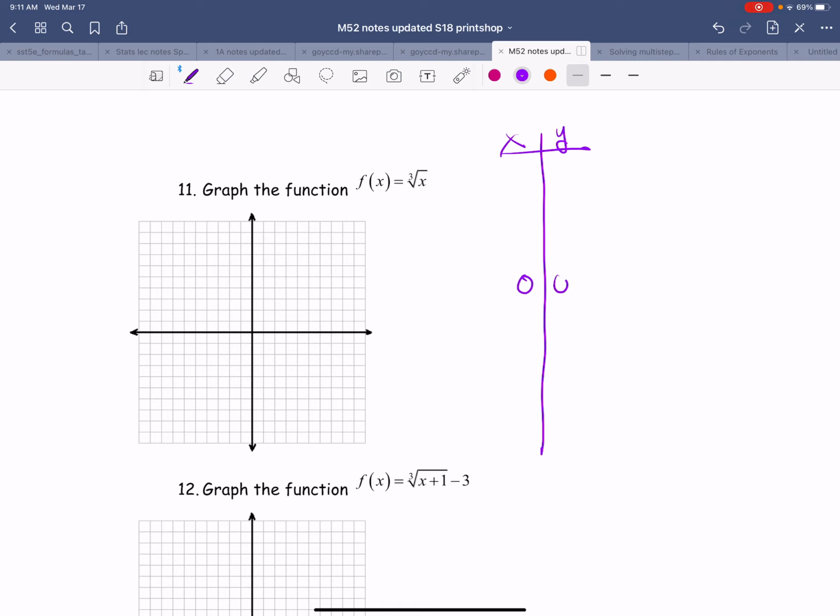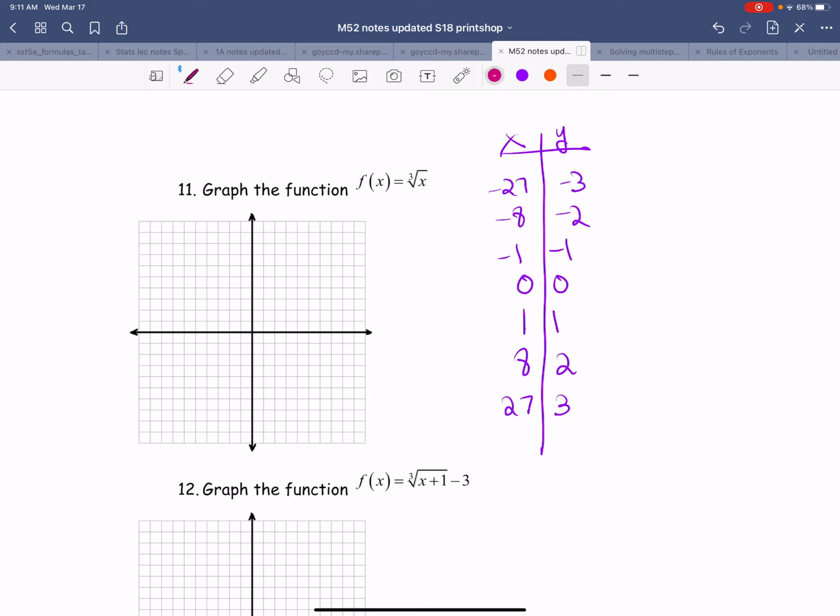Cube root of 0 is still 0. Cube root of 1 is still 1. Cube root of negative 1 is still negative 1. Cube root of 8 is 2. Cube root of negative 8 is negative 2. The next nice cube root is actually 27. That's a little too far, so I won't be able to graph it. It's okay to have it on your table.